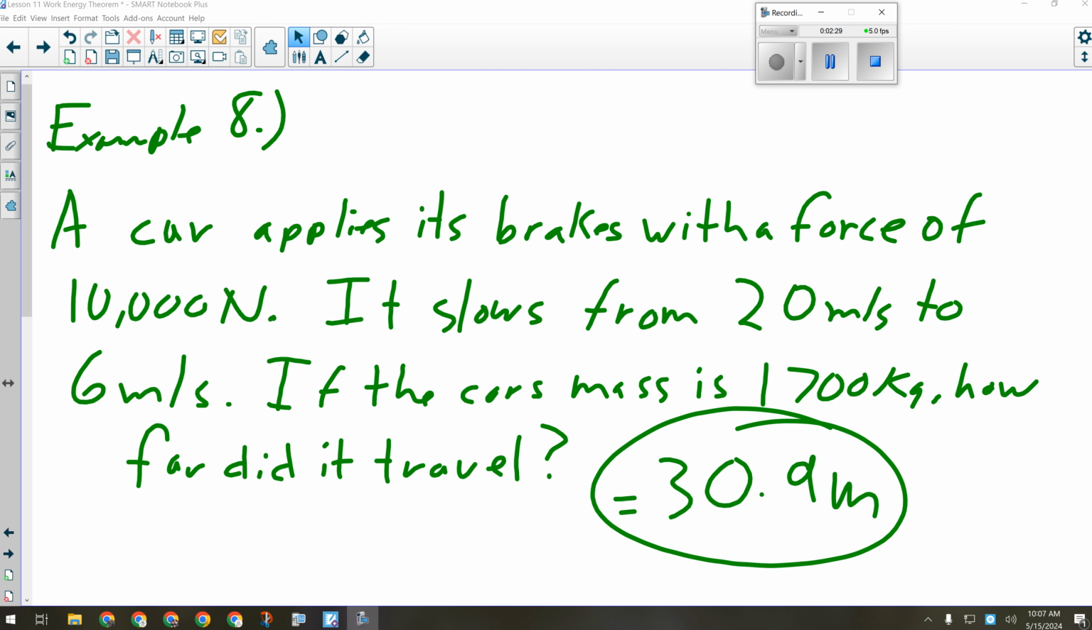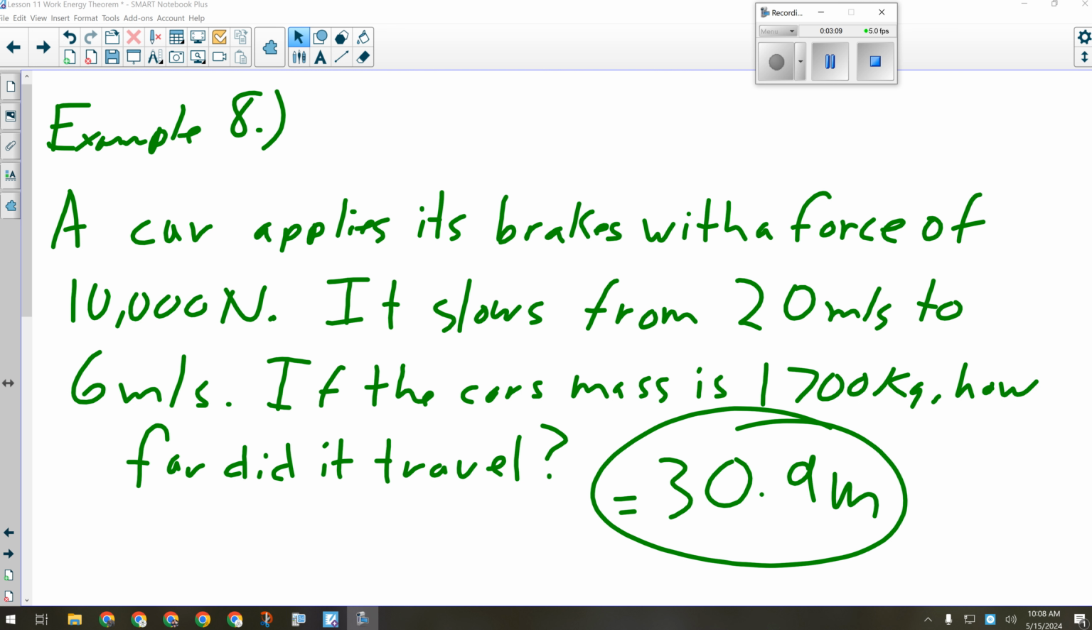A car applies its brakes with a force of 10,000 newtons. It slows from 20 meters per second to 6 meters per second. If the car's mass is 1,700 kilograms, how far did it travel? I probably should have that in the question. Sorry, it doesn't stop. How far did it travel between slowing from 20 to 6 meters per second?